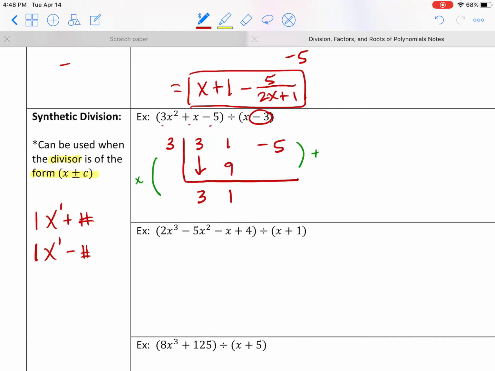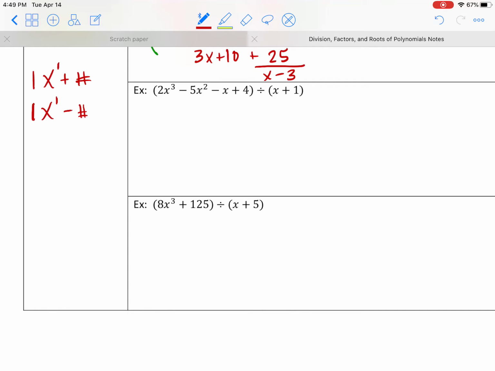Okay, so bring the first number down, multiply 3 times 3 to make 9, add the 1 and the 9 to make 10, multiply the 3 and the 10 to make 30, and add these two to make 25. And now we have it. Now we just put the variables back in. So since we started with an x squared, this starts with an x to the first, and then that's a plus 10, and this is a plus 25 is my remainder, which goes over my divisor, x minus 3. And there it is. A lot faster than long division.